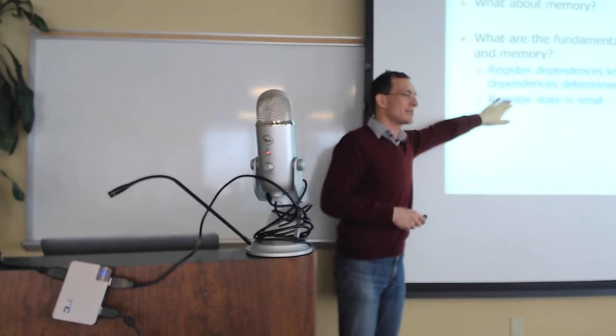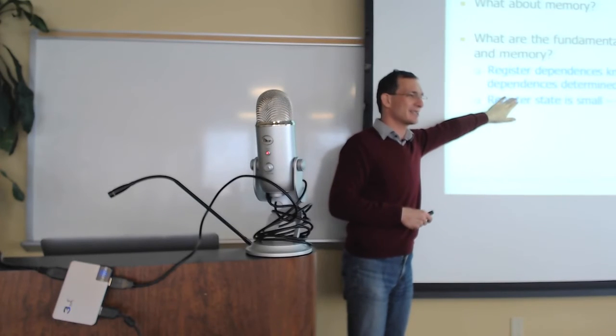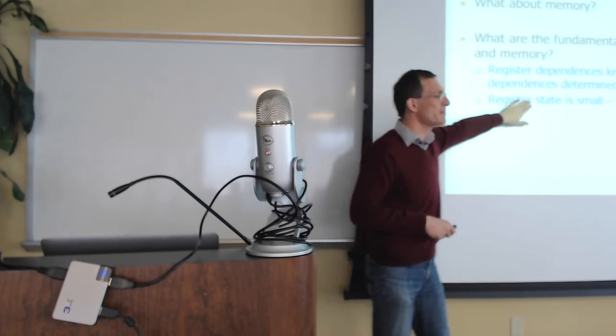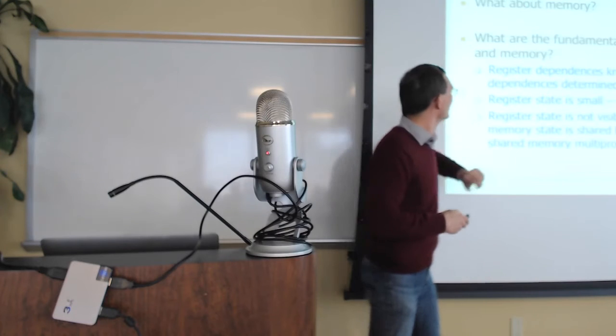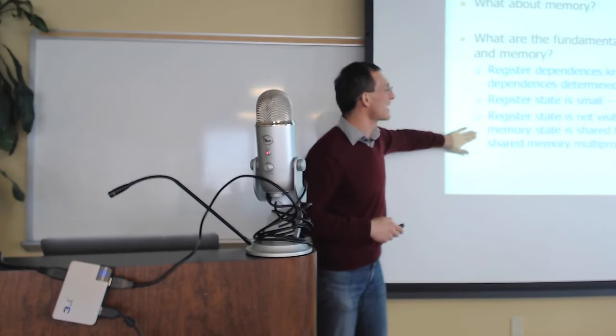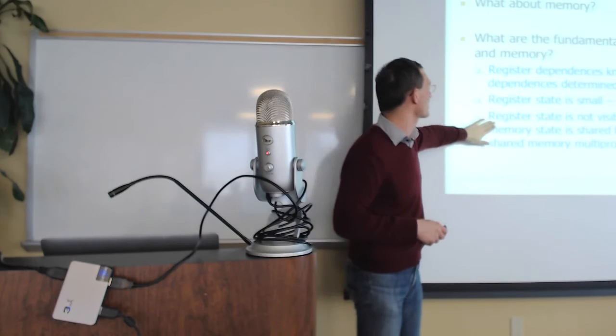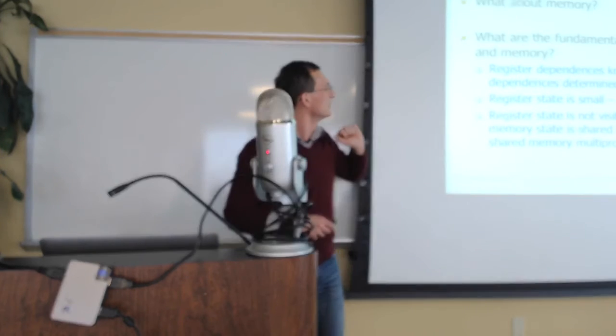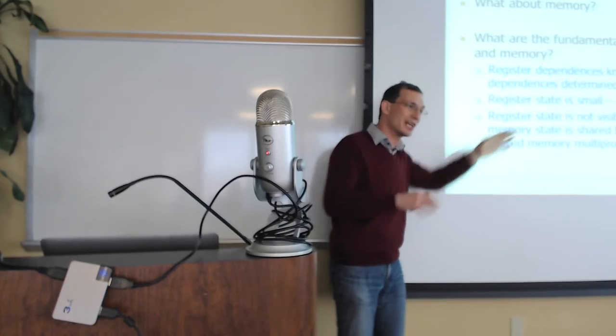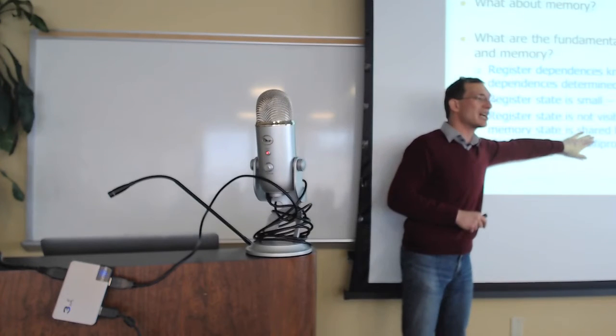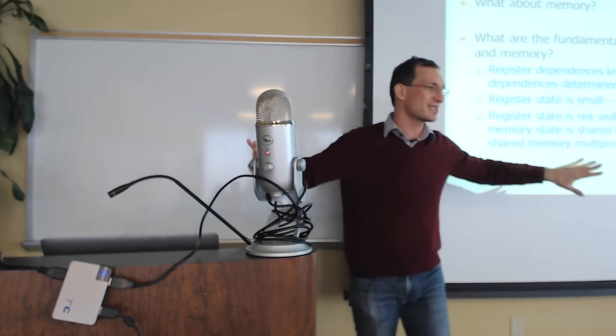Well, this is kind of obvious. Register state is small, that's why the register file is fast. And memory state is much larger. And this is another difference. Register state is not visible, at least in existing systems, to other threads and processors. Whereas memory state in a shared memory multiprocessor is shared between different threads and processors.